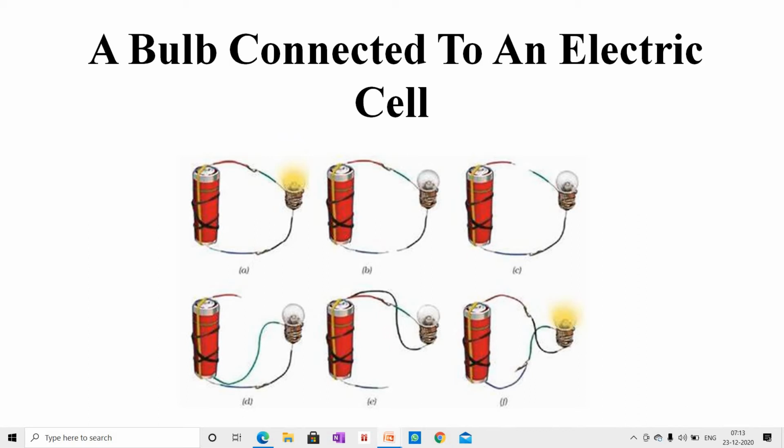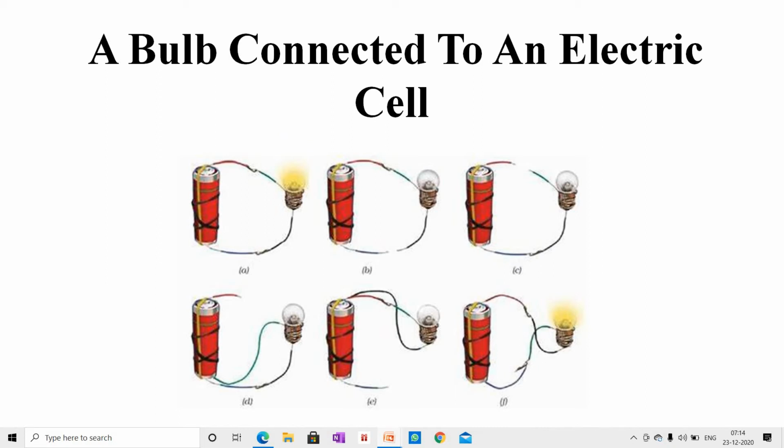In figure B, the bulb does not light up because one of the wires is connected with the terminal while the other wire is left free. In figure C, the bulb does not light up because one wire is not connected with one terminal.